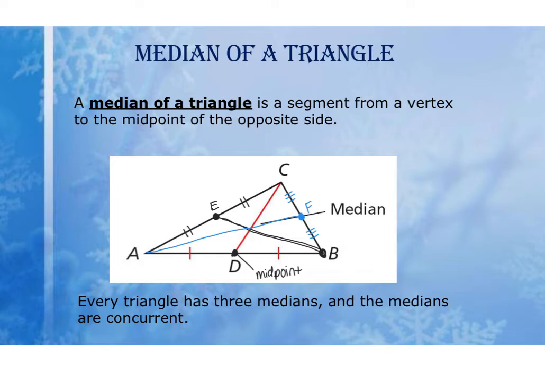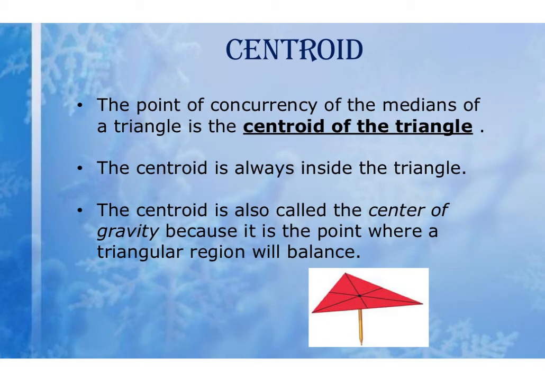Every triangle has 3 medians, and the medians are concurrent. When those 3 medians meet up, the point of concurrency of the triangle is the centroid. Okay, so another vocab word. The centroid, just like the incenter, is always inside the triangle.